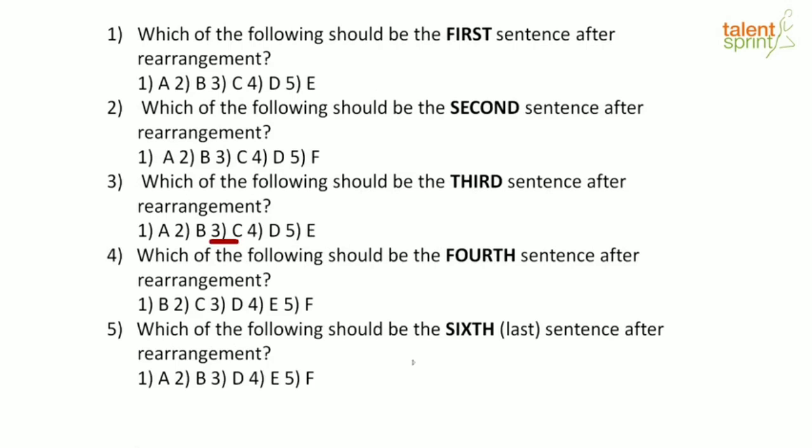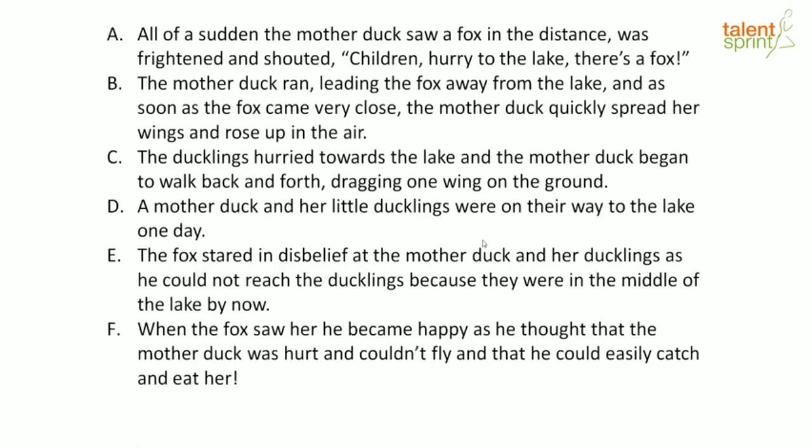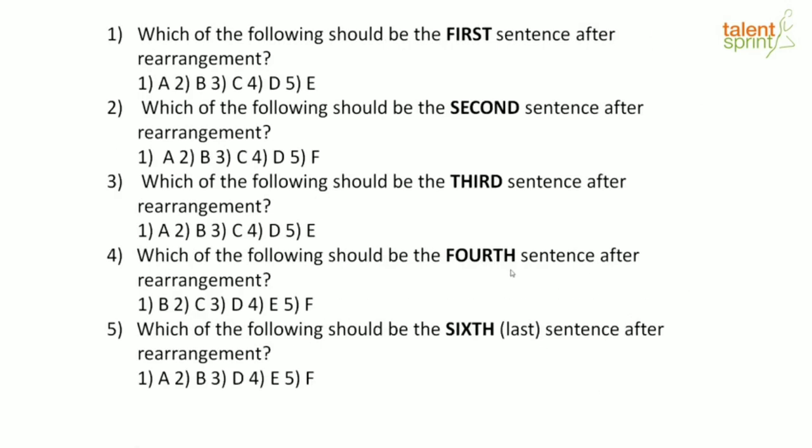Fourth question. Which of the following should be the fourth sentence after rearrangement? So the fourth one we know is the ducklings hurried towards the lake. That was the third one. So the fourth one is because of that weird action that the mother duck was doing when the fox saw her. F, right? He became happy as he thought that the mother duck was hurt. So F would be the answer, and that comes in option 5.